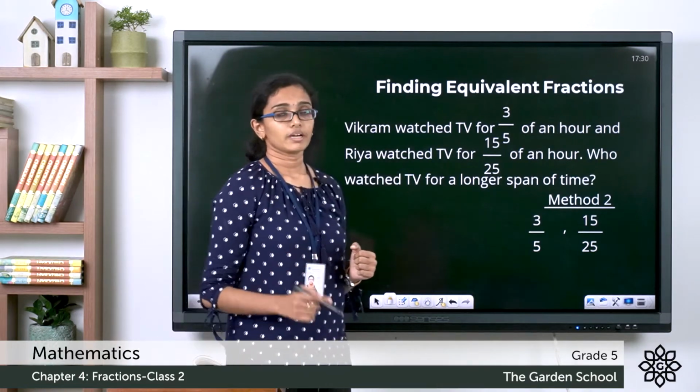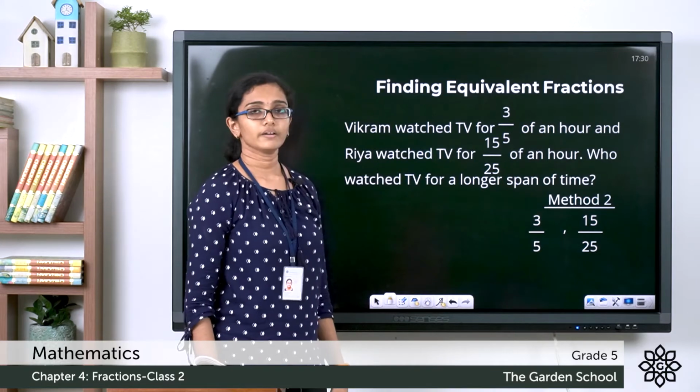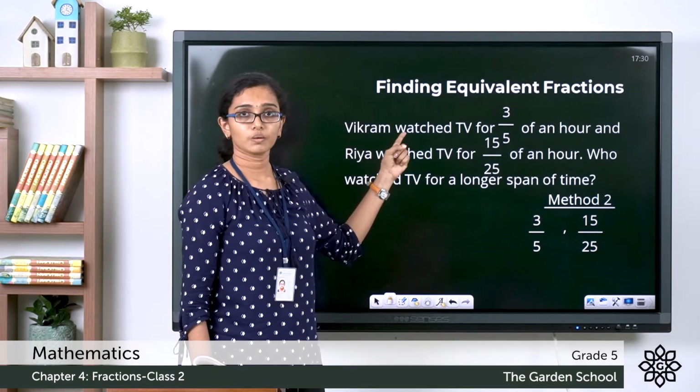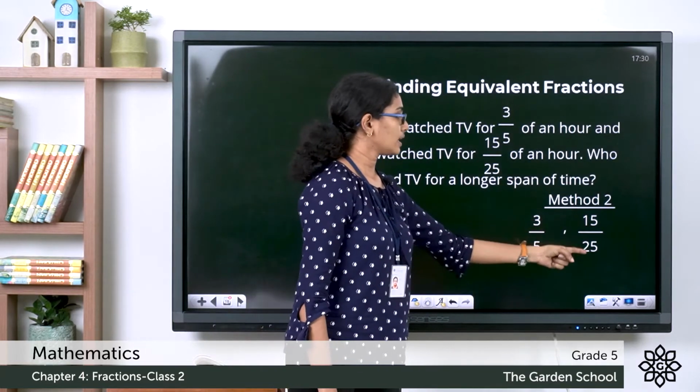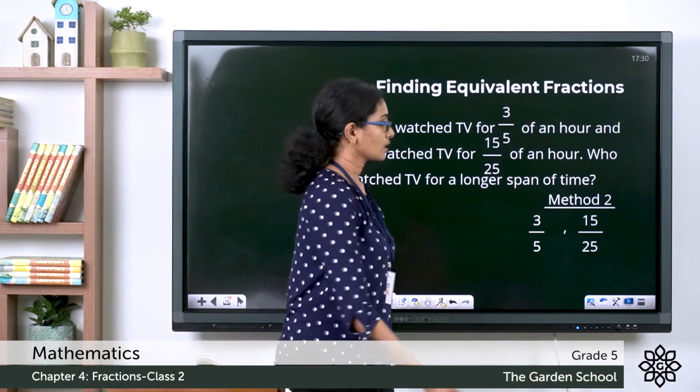Now let's see the second method. What are the fractions we are given in the question? We are given the fraction 3 by 5, which is the span of 3/5 of an hour, the span of time that Vikram watched the TV. And for Riya, it was 15 by 25. Have a look at the fractions here.